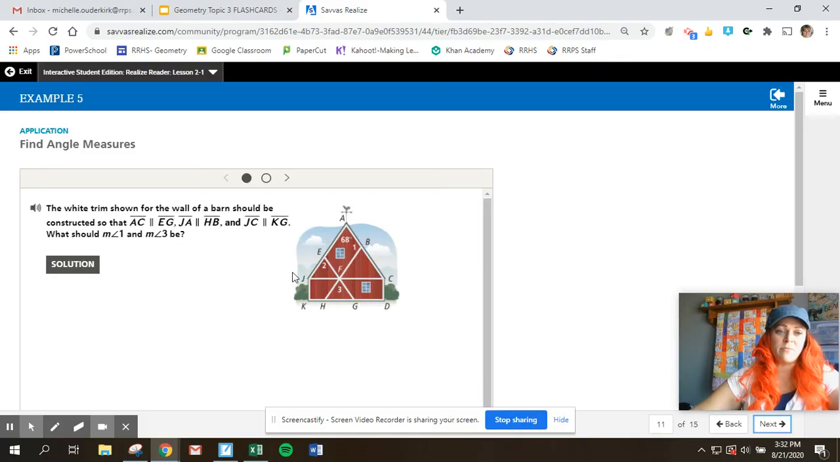All right, this one, finding angle measures. Here's some actual things that you need to do. What should the measure of angle 1 be? That means they're looking for an actual number. If you have the measure of something, they need a number. So look at these, and they are telling you AC is parallel to EG. So those 2 lines are parallel.